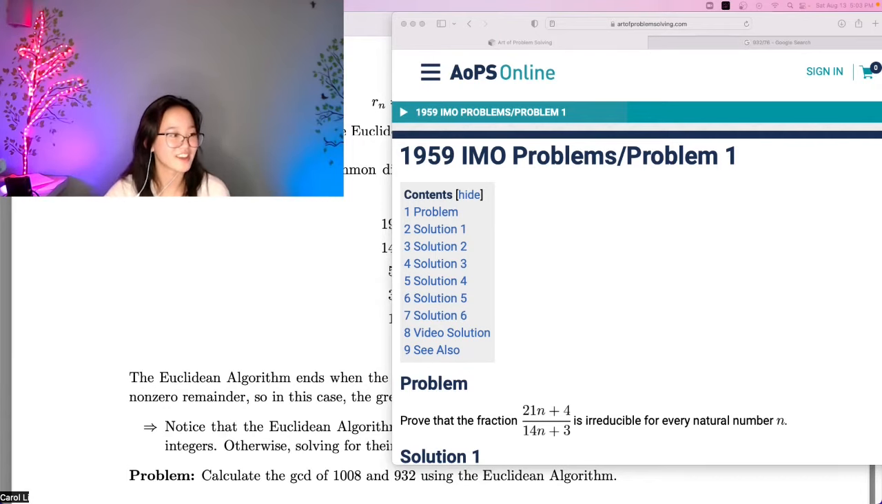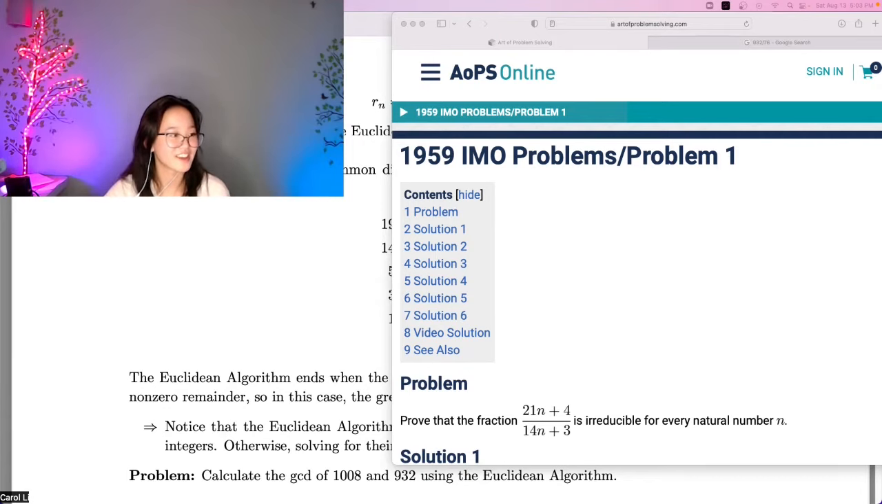Basically, what you're trying to prove is that 21n plus 4 is irreducible. Do you guys know what that means? Irreducible means we can't simplify it further. So 7 over 4 is irreducible, but 6 over 3 is not, and 6 over 4 is also not irreducible, so we can keep going. Let's find the greatest common divisor of these two numbers.